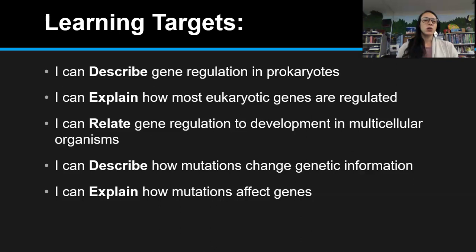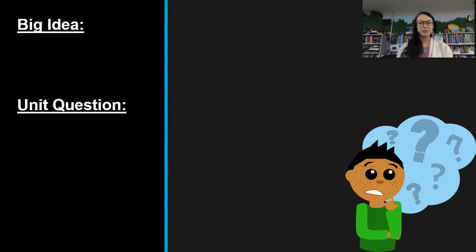By the end of this video, you should be able to describe gene regulation in prokaryotes. You should be able to explain how most eukaryotic genes are regulated. You should be able to relate gene regulation to development in multicellular organisms, describe how mutations change genetic information, and explain how mutations affect genes. So we've got a lot to cover.